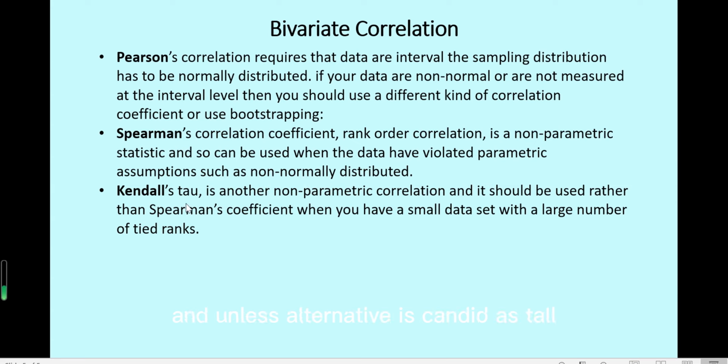Another alternative is Kendall's tau, which is another non-parametric correlation. It should be used rather than Spearman's coefficient when you have a small data set with a large number of tied ranks. So both non-parametric methods use the rank order. They do not use the real value like in Pearson's correlation coefficient. They use the rank order for each observation.